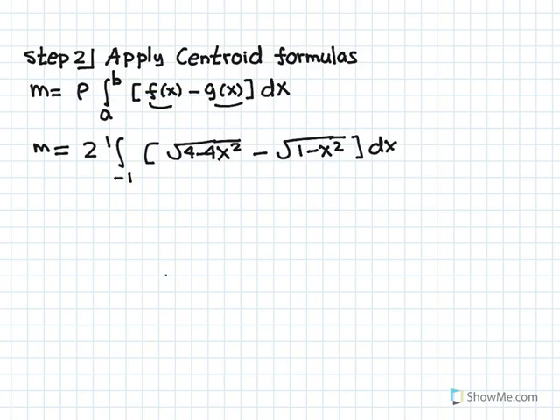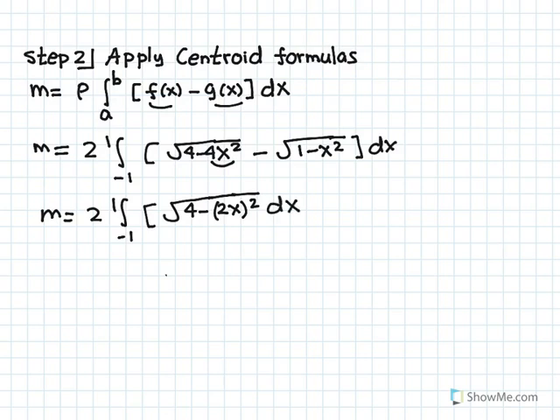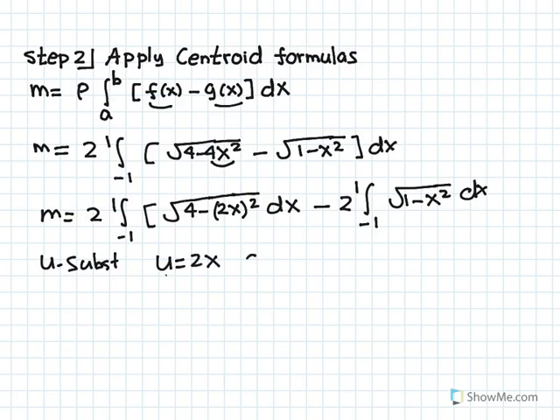All right, so mass is equal to 2 times integral from -1 to 1, root of 4 minus, now let's write this in a different way. Let's write it as 2x, the whole thing squared, so we can apply the substitution technique. And we split up these integrals, minus 2 times integral from -1 to 1, root of 1 minus x squared, dx. Now for the first integral, let's apply u substitution. So u is equal to 2x. Differentiate both sides, we get du is equal to 2 dx.